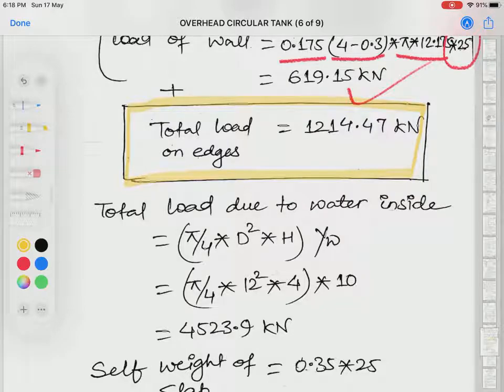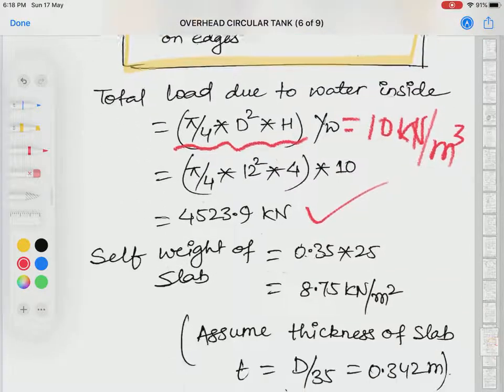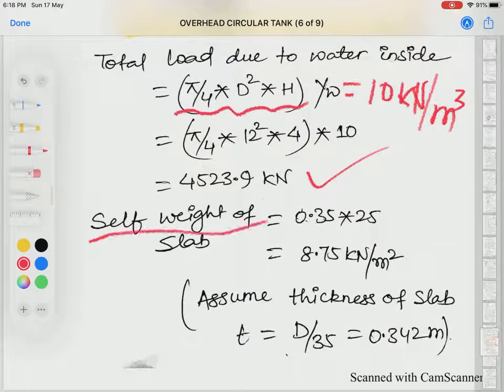Similarly, there will be load due to water inside, and it will be distributed throughout the tank base slab within the internal diameter. So how can you calculate it? Similarly, the same way we have to use the volume of water multiplied by density of water. Density of water is gamma W, and gamma W is equal to 10 kilonewton per meter cube. You must remember it. And 10 kilonewton per meter cube multiplied by pi r square h. Pi r square h is the volume of a cylinder. So pi r square h, and this you can get.